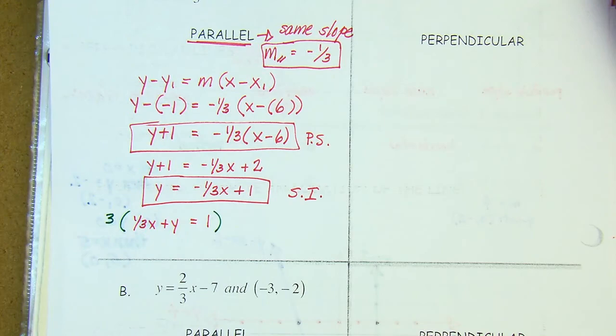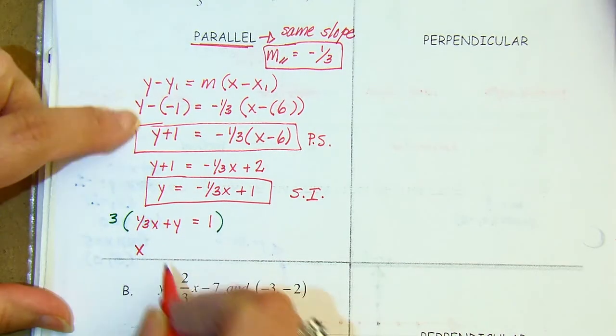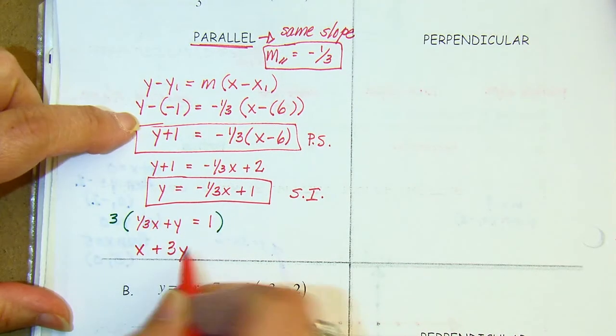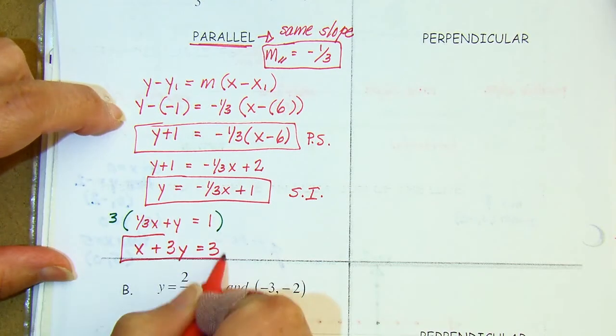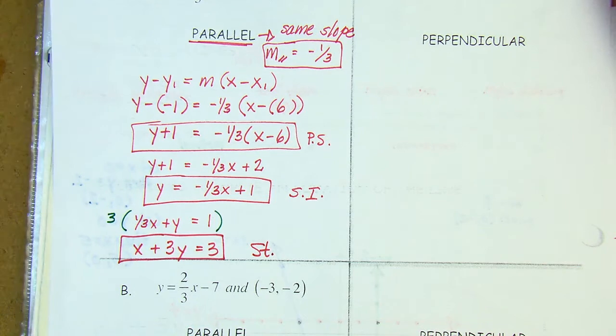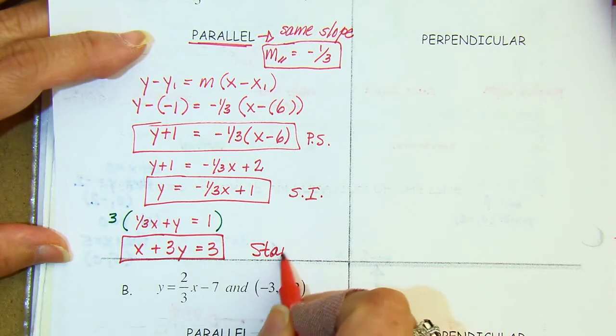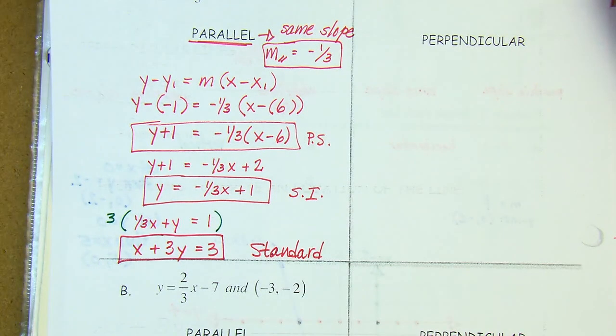And when I do that, 3 times 1/3 is 1. I get 1x. 3 times y is 3y. 3 times 1 is 3. This is my standard form, S.T., or you could just say standard. Okay, so we've done all three forms.